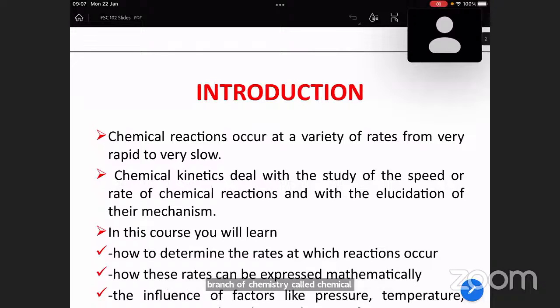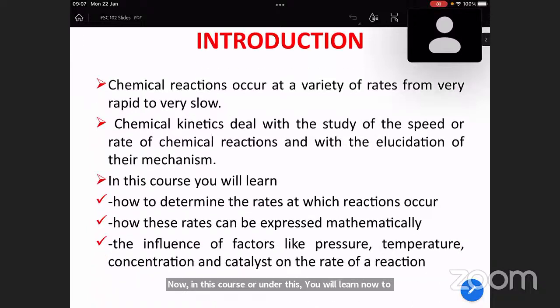Now, in this course or under this topic, you will learn how to determine rates of reactions. That is, anytime you have a reaction, you'll be given the data and you can determine the rate at which that reaction took place. Then the second thing is, how do we express this rate mathematically? It's not just all about the rate of reaction. There's a way you try to express the rate at which this reaction takes place. You should also be able to write this rate at the end of this topic.